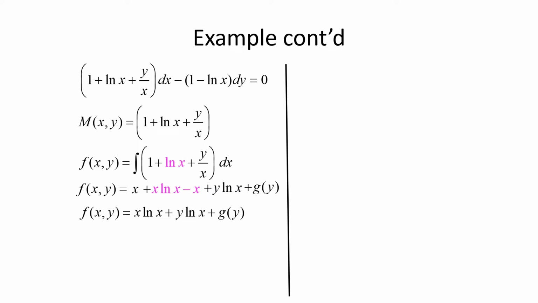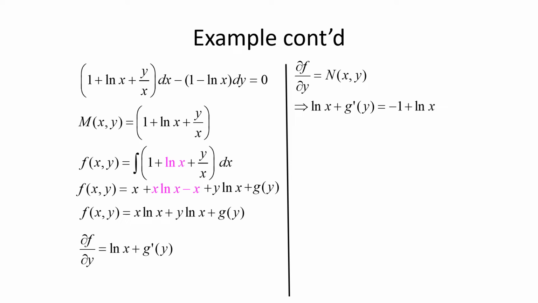To do that, we'll take the partial derivative of f with respect to y. There's no y in this first term, so that gives us a 0. For y times the natural log of x, we treat natural log of x like it's a constant, so the derivative would just be natural log of x. And then the derivative of g of y will be g prime of y. So we have the partial of f with respect to y is the natural log of x plus g prime of y. We're going to set that equal to n.